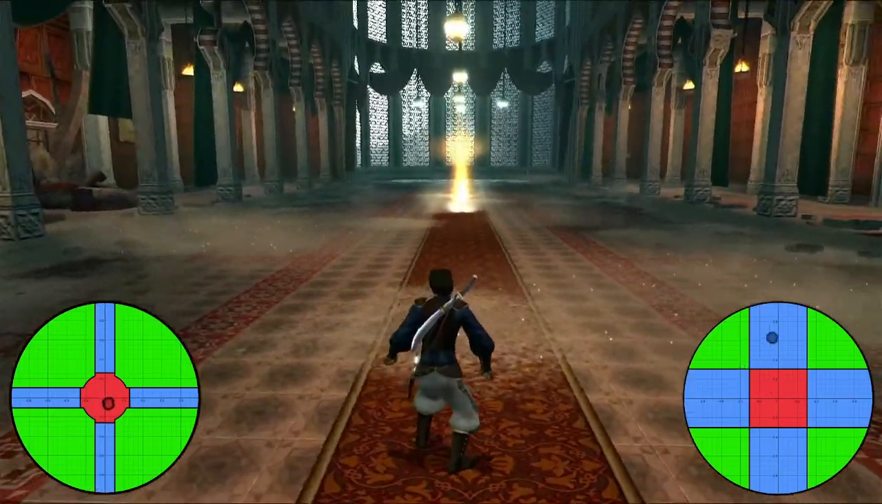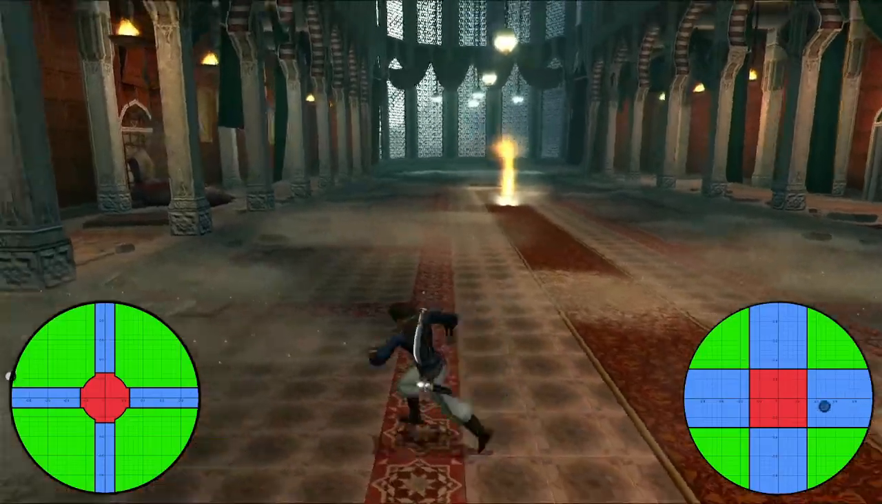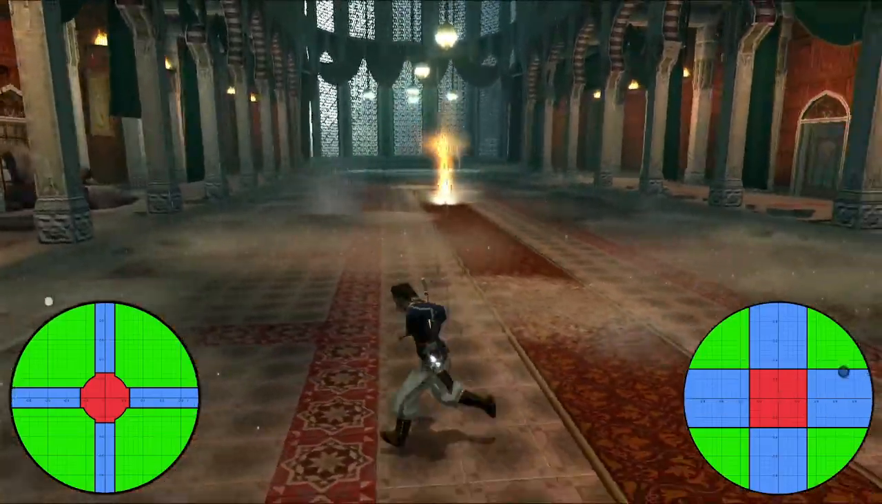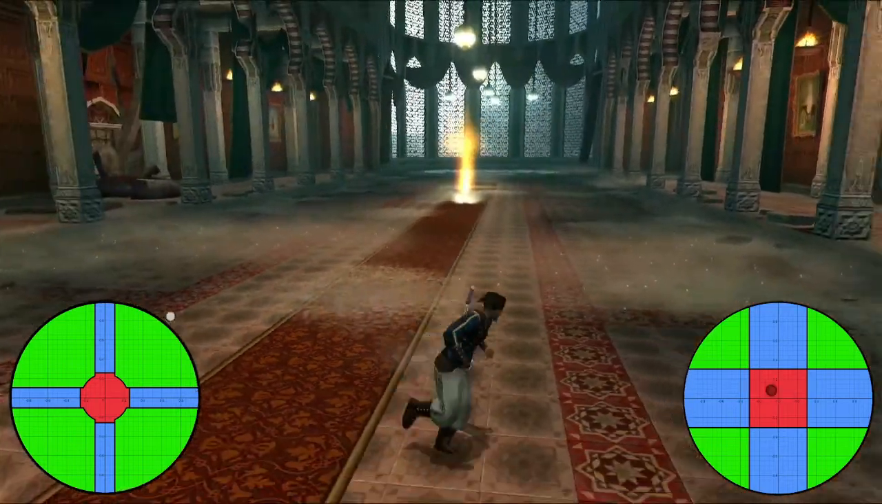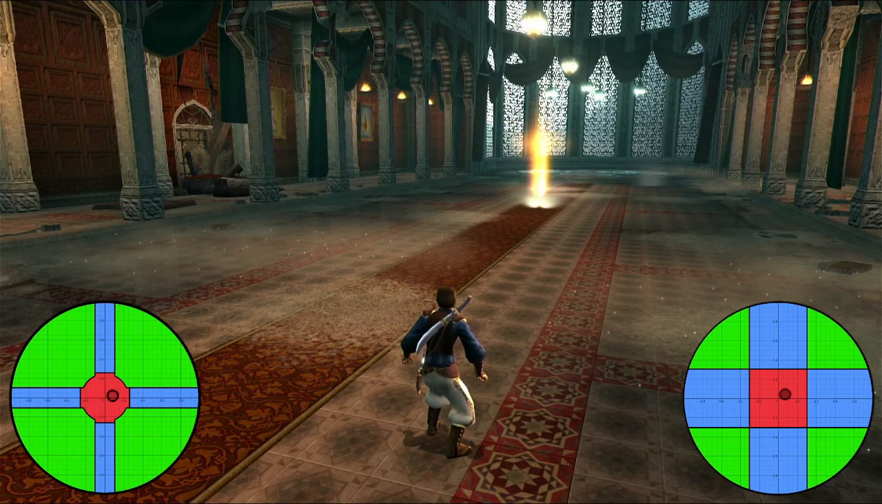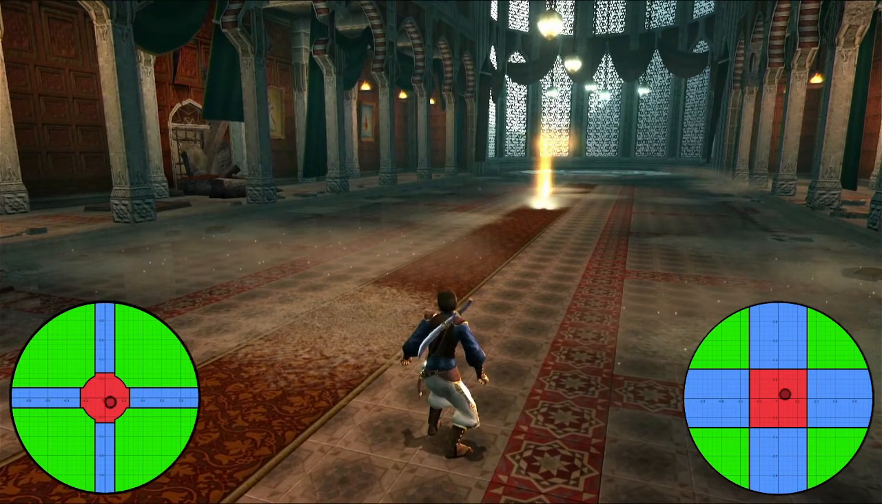So that about covers things for this game. We're still waiting on the Prince of Persia Sands of Time remaster, so I'll get to that whenever that releases. But yeah, we already have 2 different controls for the original game, and we'll see what the remaster looks like.